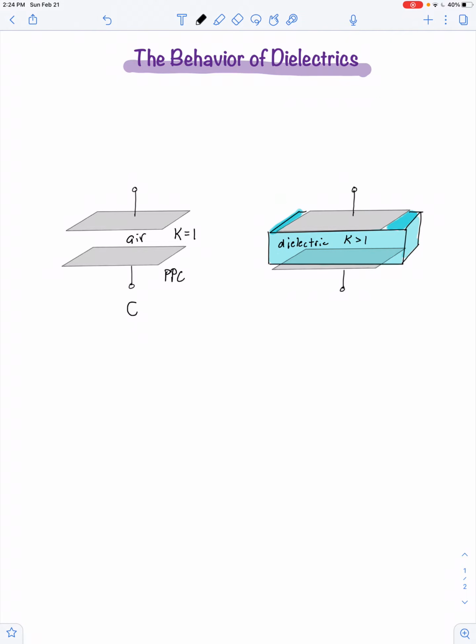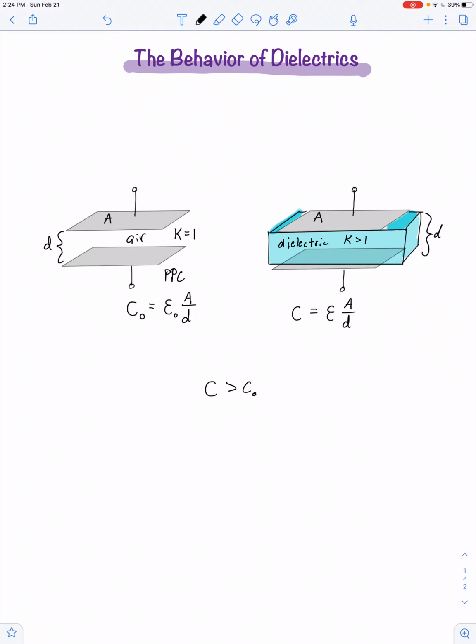The air-filled parallel plate capacitor has a capacitance we'll call C0, and it's equal to the permittivity of free space multiplied by the area of the plates and divided by the distance between the two plates. The capacitance of the capacitor on the right, assuming the plates have the same area and are separated by the same distance d, has a larger capacitance. C is greater than C0, and the capacitance is equal to epsilon times A over D.